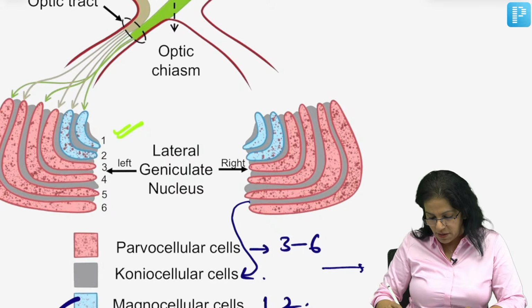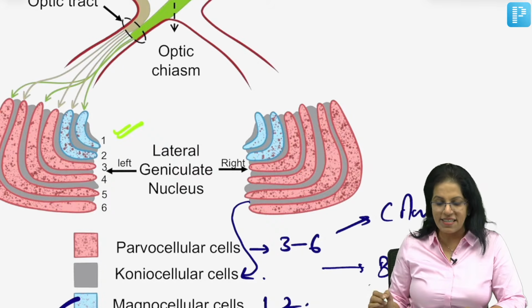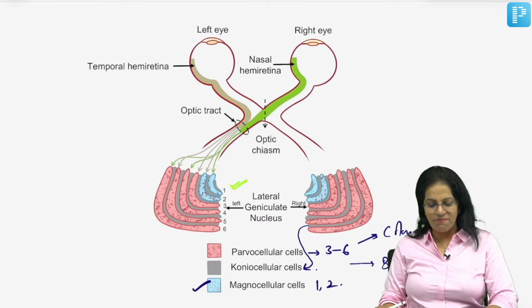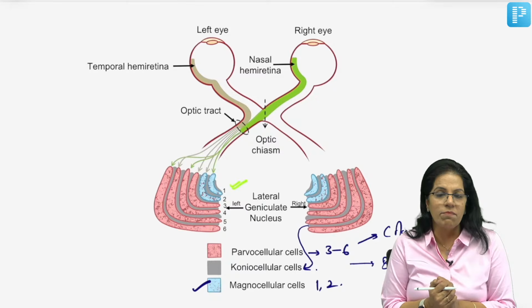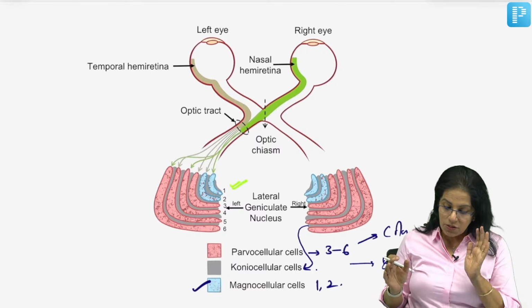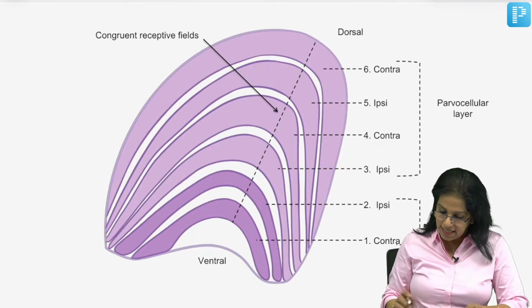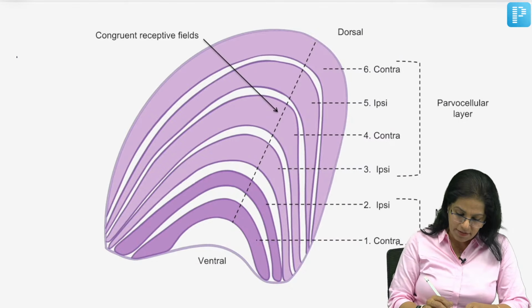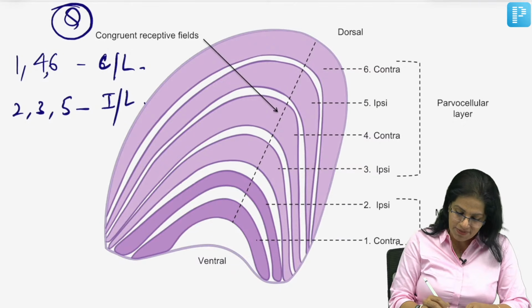Just remember, koniocellular is responsible for the blue color, parvocellular is responsible mainly for the color vision, red and green. These are important points and they can ask you. And of course, magnocellular is for gross movements and depth perception and so on. Once you know this, then they have asked you about the innervation. So, we have to learn this, that layers 1, 4, 6 have contralateral supply, and layers 2, 3, 5 have ipsilateral supply. This is one thing they ask you.